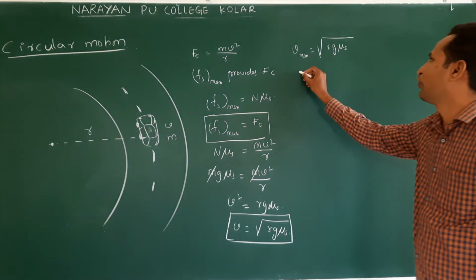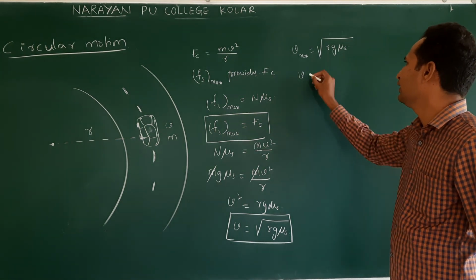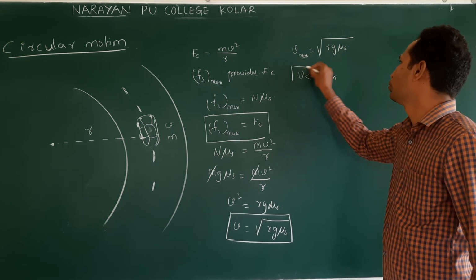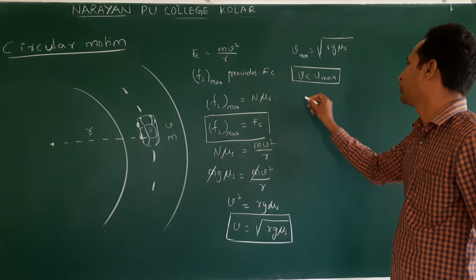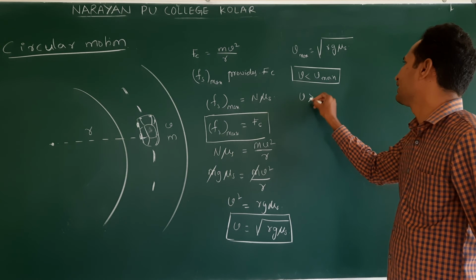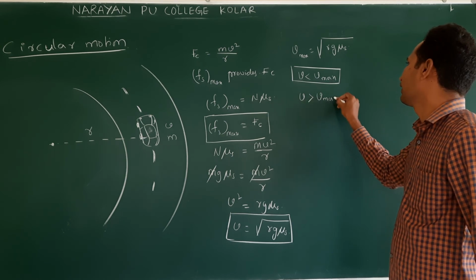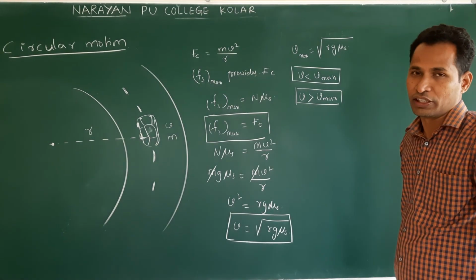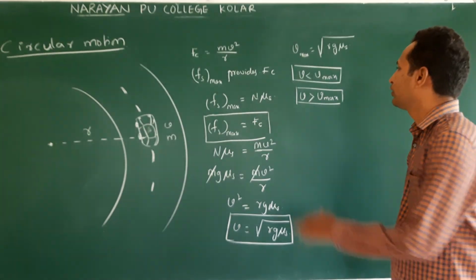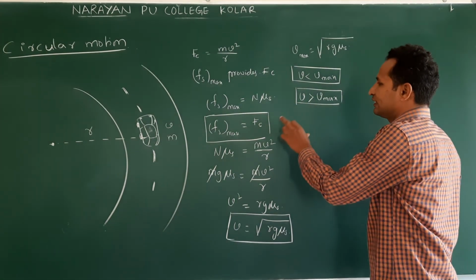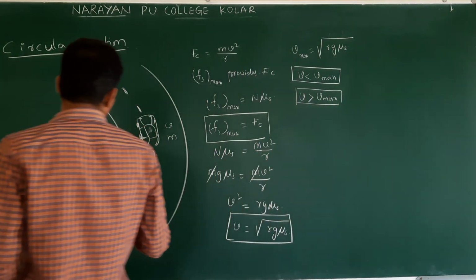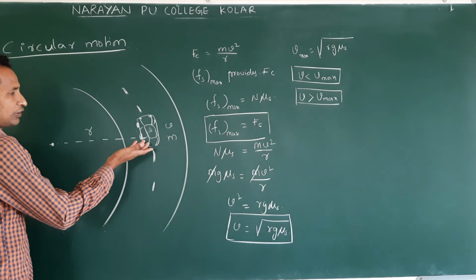Clear? If the velocity of the vehicle is less than V max, then the vehicle moves smoothly on a curved road. If the velocity of the vehicle is greater than V max, in this case friction does not help. Even though friction is there, due to this more velocity, the centripetal force dominates. Once the centripetal force dominates, then what happens to the vehicle? It will take over.